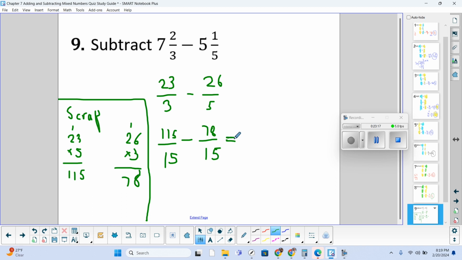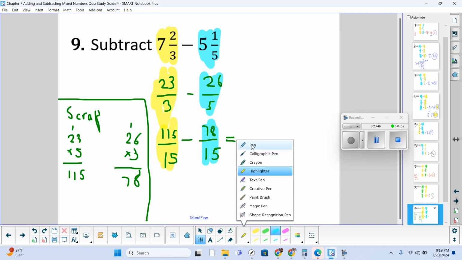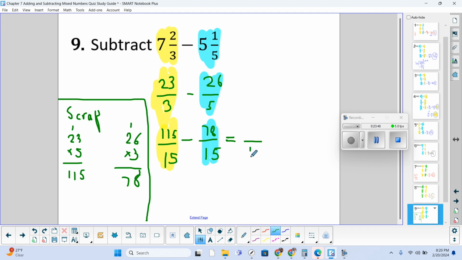That happens sometimes. All right, but before I subtract, let's just make sure we know. 7 2/3 is equal to 23 over 3 is equal to 115 over 15. If you don't know why, go back and rewind and look at the work. 5 1/5 is equal to 26 over 5, which is equal to 78 over 15. All right, so now we know that our numerator is going to be whatever 115 minus 78 is, and we're going to put that over 15.